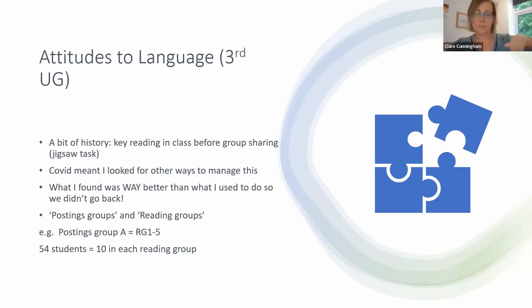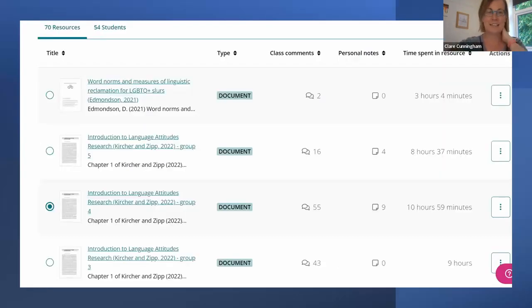But they're now also in a reading group, because each of those posting groups, say A through to H, then have 5 people in them that are in either reading group 1 up through to 5. And that means that they end up in a reading group of 10. And each week they follow the correct link, hopefully, to the reading that's in TALIS for them. And you can see that each resource I've labelled group 5, group 4, group 3 there.